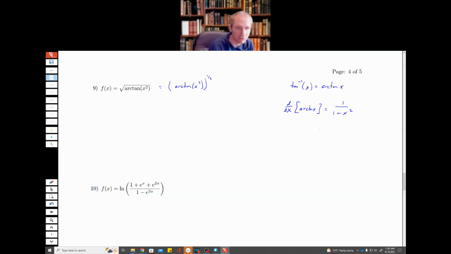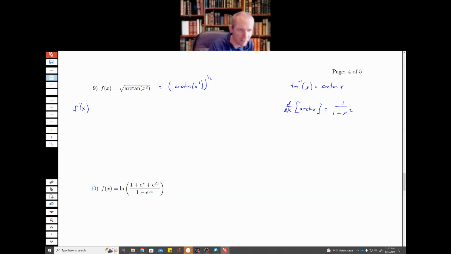Okay, what you do need to be able to do, though, is say, well, it's not arctangent of x, I have an arctangent of x squared. I need to know how to use this derivative formula when I have a chain rule problem. And in this case, I've got like a double chain rule. Okay, so let's go through this.